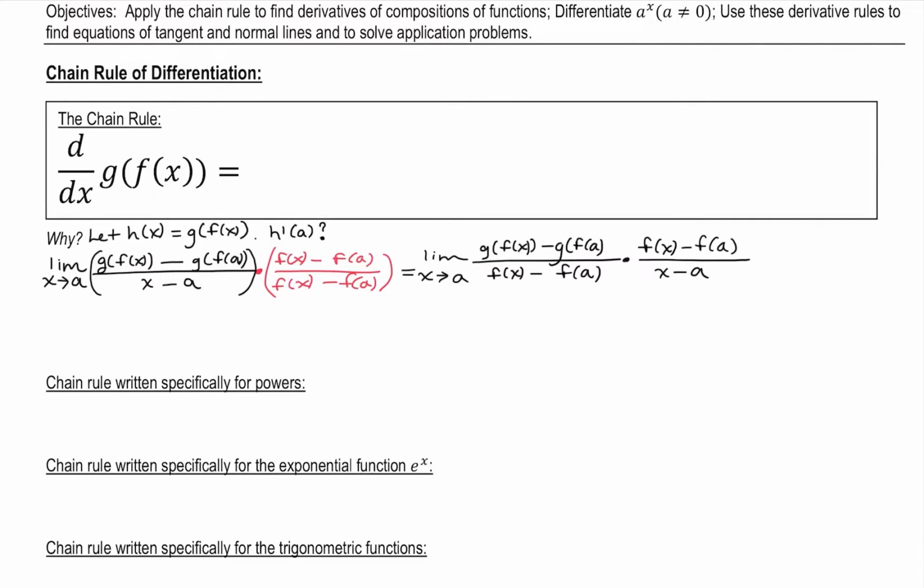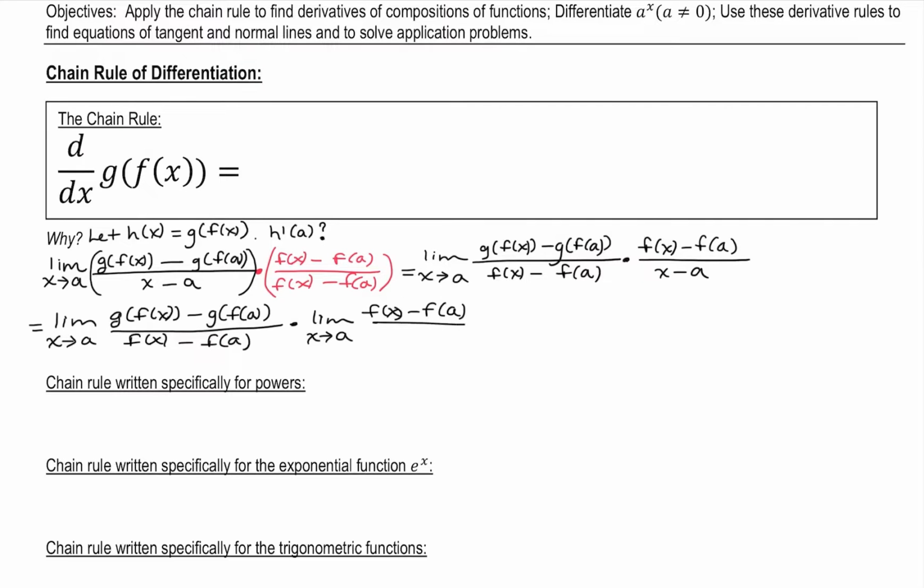All right, well, we also know that a property of limits is we can take the limit of a product as the product of the limits. And so that's what I'm going to write out here. I'm going to take the limit of that first fraction, and then multiply by the limit as x approaches a of the second, f of x minus f of a over x minus a.